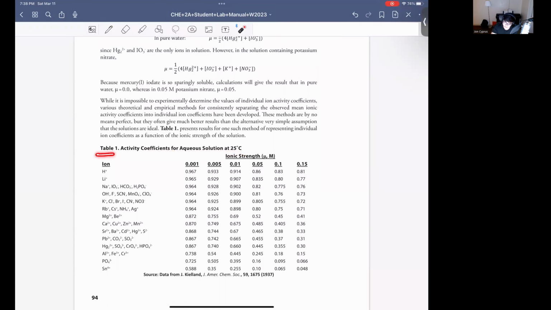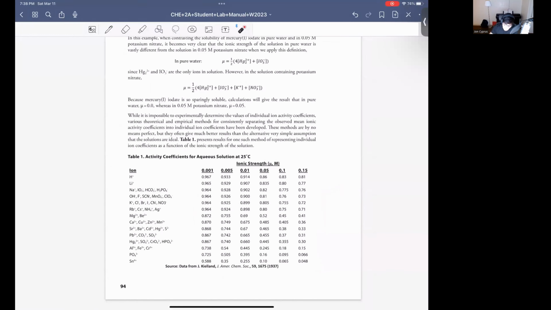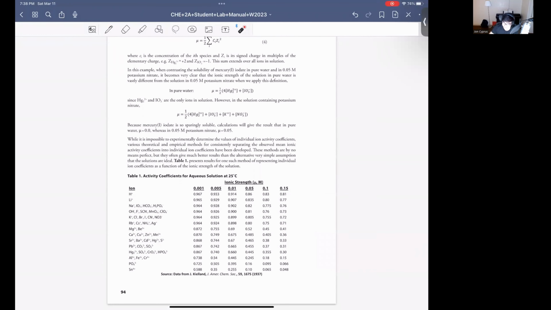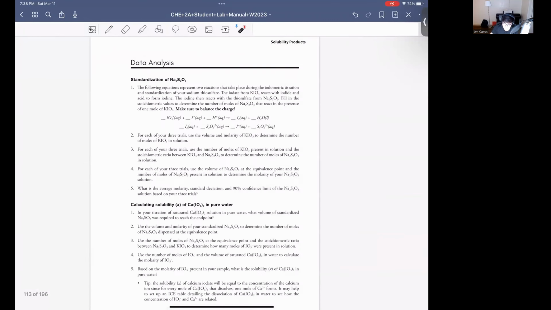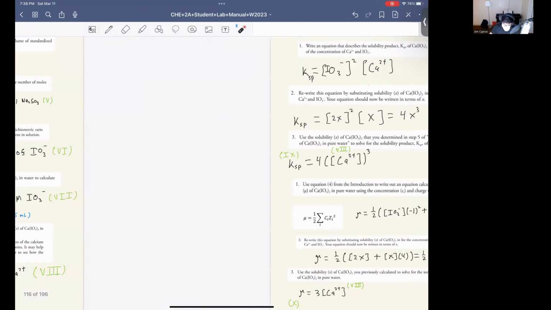So these are the activity coefficients, right, based on mu. So this is not a mu column. This is activity coefficients, right? These are just ionic strength. These are all activity coefficients. These are all the gammas that we're going to be using. So please just keep that in mind. All right.